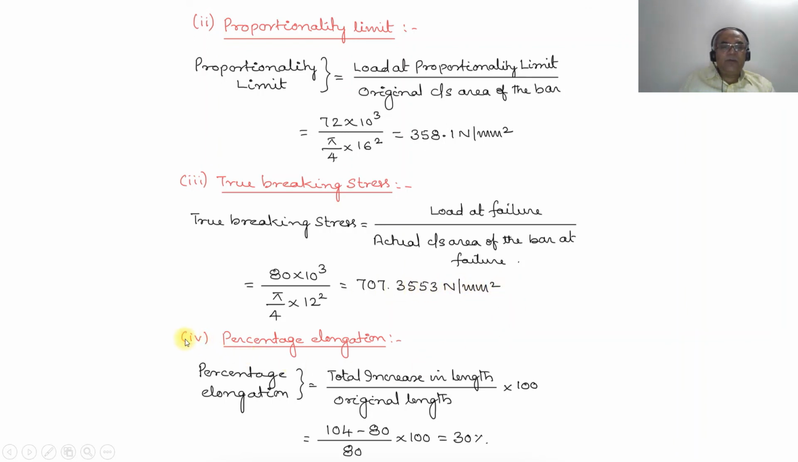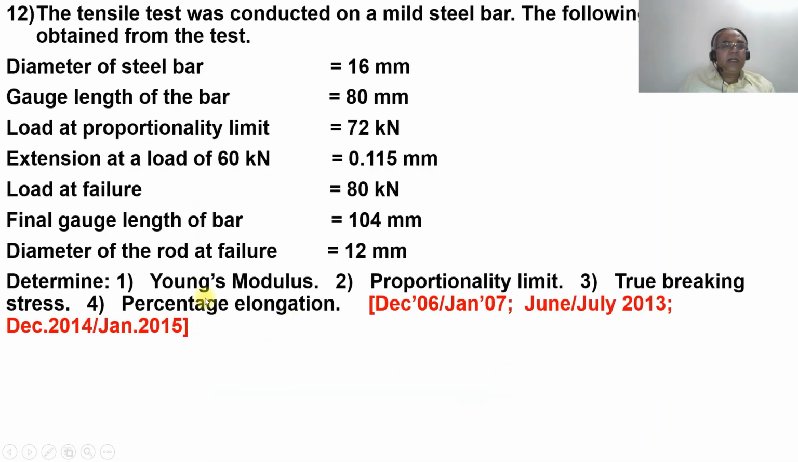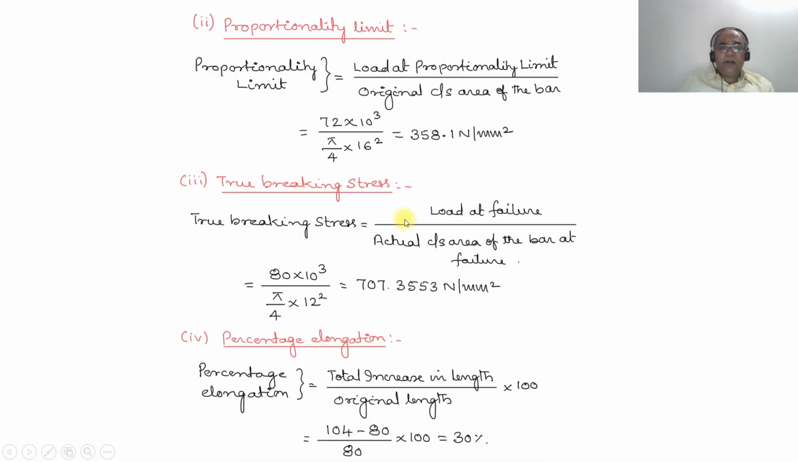Then we have point number 4, percentage elongation. What is the percentage elongation? It is the total increase in length divided by the original length. So percentage elongation is equal to the final length minus the original length, divided by the original length of the bar, into 100. That is 104 minus 80 by 80 into 100, which gives 30%.